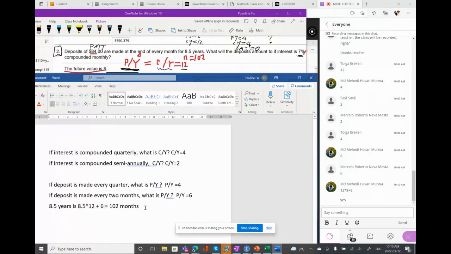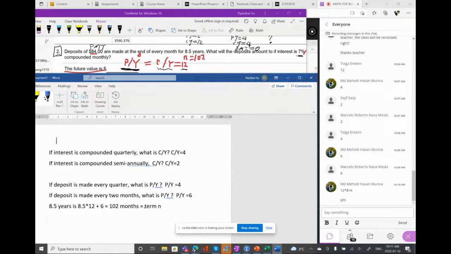Any questions? And this we refer to as term N. So term N equals 102. Over 8.5 years, you make 102 deposits. Is that right? Okay. So far we have answered the questions about PY, CY, and term N. We also know PMT. PMT is an easy term. $84 is PMT.